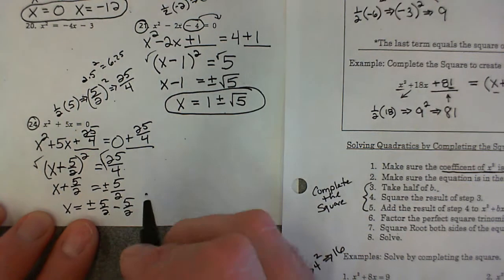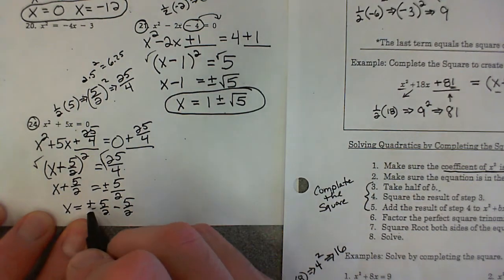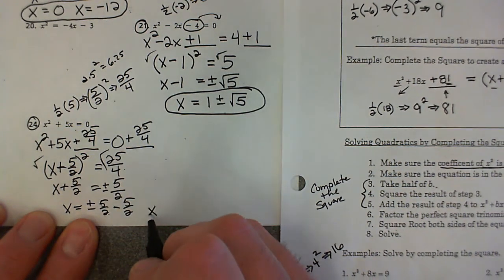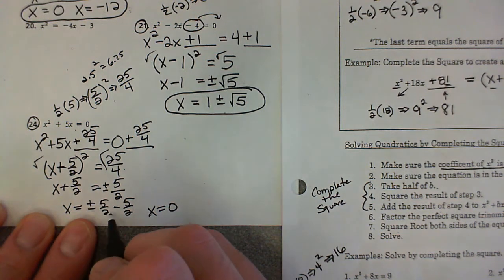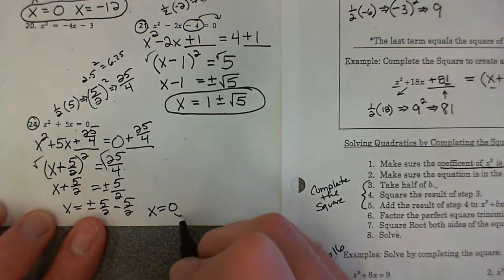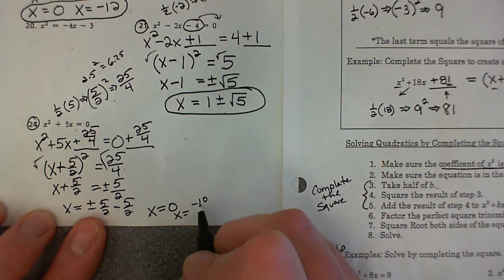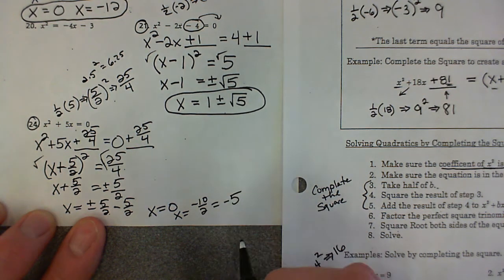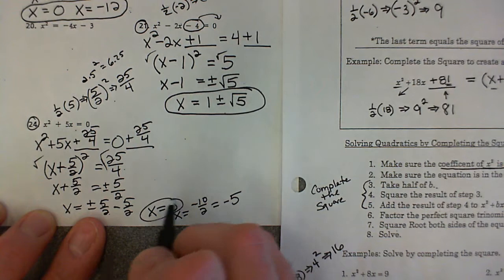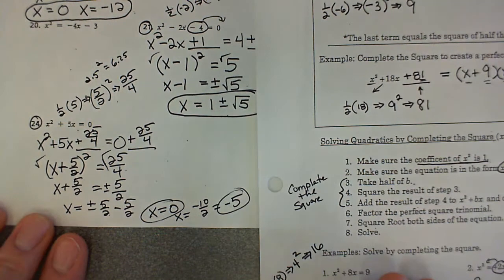So let's simplify this. Positive 5/2 minus 5/2, that's just 0. And your other solution, negative 5/2 minus 5/2, that's going to be negative 10/2, which is actually equal to negative 5. Okay, so you've got x equals 0 and x equals negative 5.